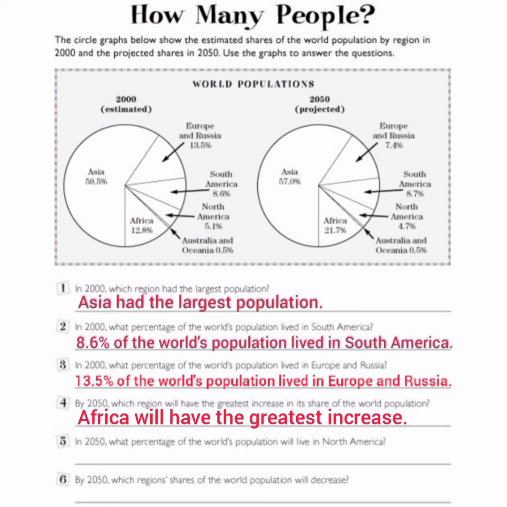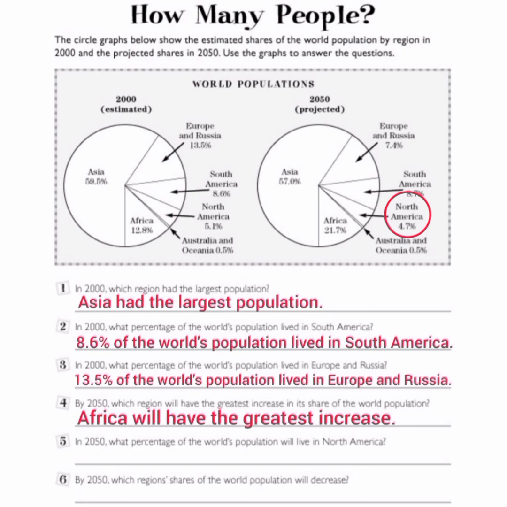Let's look at number 5 now. Number 5 says, in 2050, what percentage of the world's population will live in North America? Looking at the 2050 pie chart, we're going to find North America, and we're going to look at what the percentage is for North America in 2050, and here it is. It says that it's 4.7%. That's the projection in 2050. So the way I would answer it would be 4.7% of the world's population will live in North America.